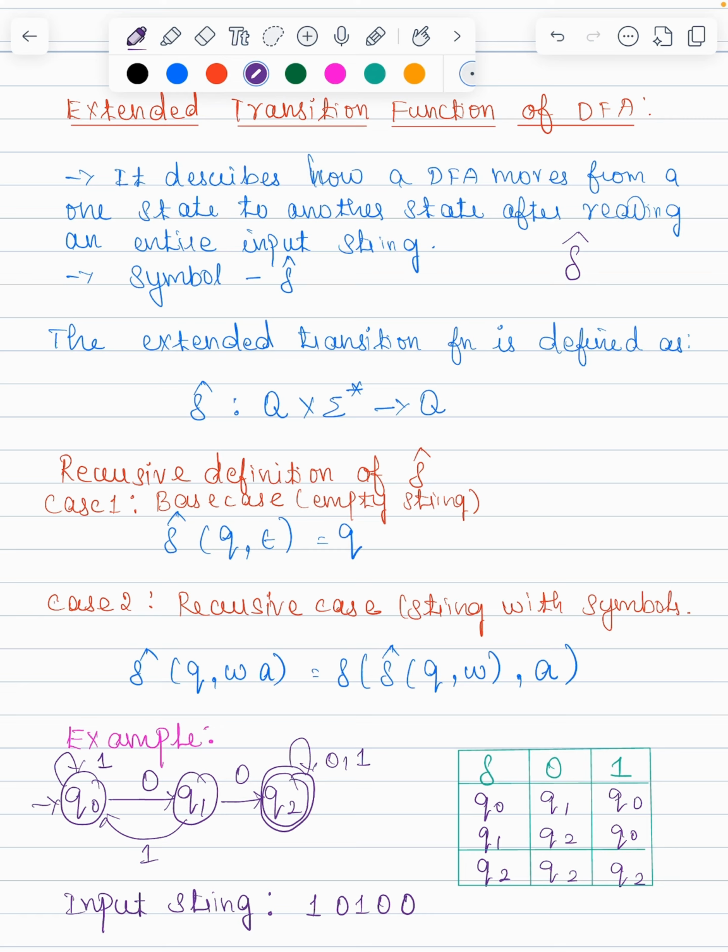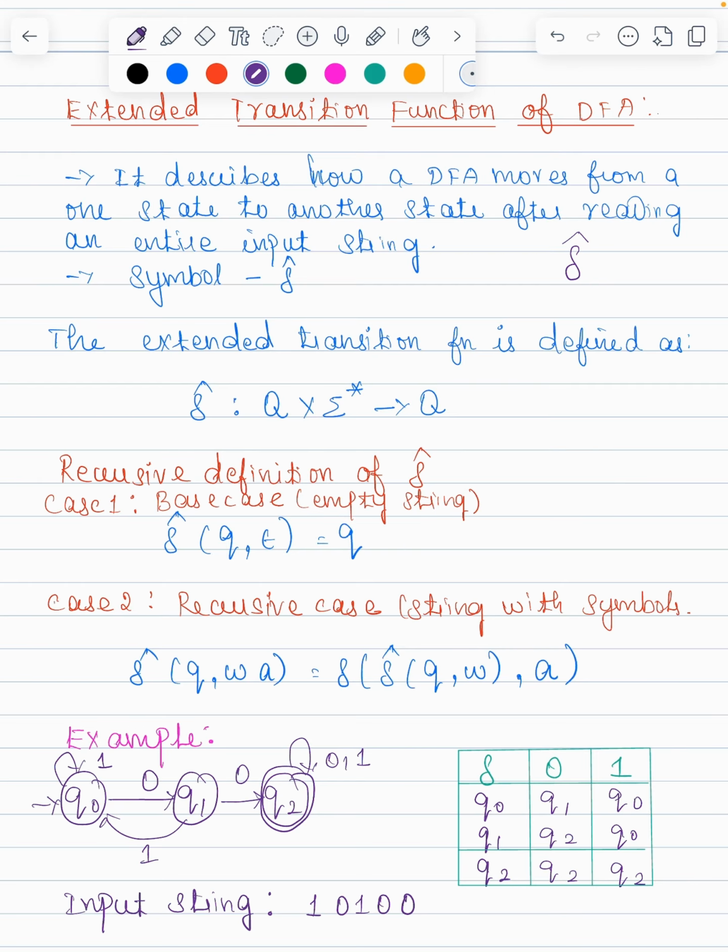This transition function tells us how the automaton moves for a single input symbol. For every input symbol, it tells how the automaton moves from one state to another state. However, in practice, we generally deal with strings. Though we move symbol by symbol, collectively we call it a string or a language. So in practice, we deal with strings, not just single symbols.